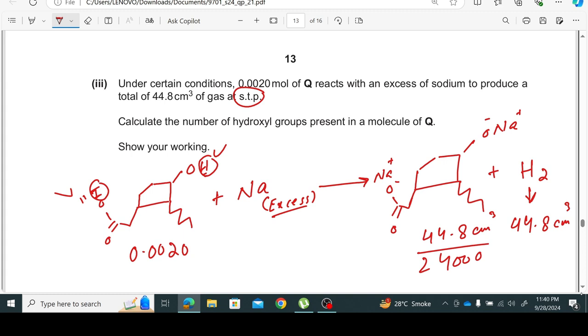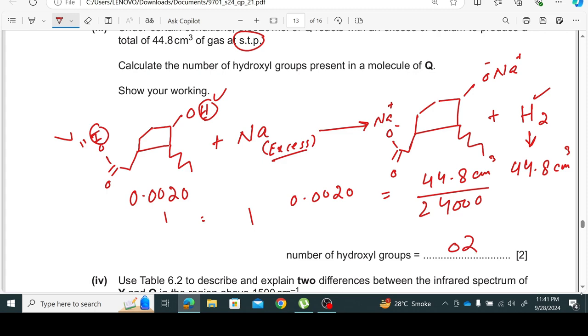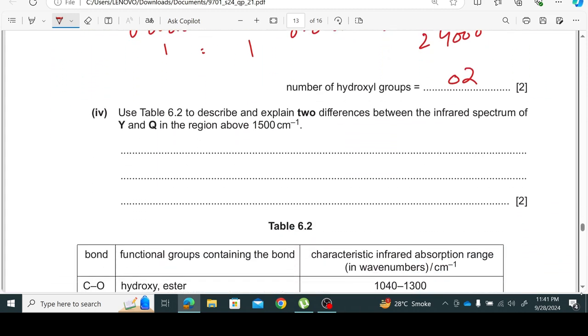When things are given at standard temperature and pressure, you have two options. First, convert the volume into dm³ and then divide by 24. But I am just dividing by 24,000, and you will get the same answer, 0.0020. So both have a 1:1 ratio. If you get two hydrogen atoms, you need two OH groups. So how many OH groups must be there? Two. Understand?